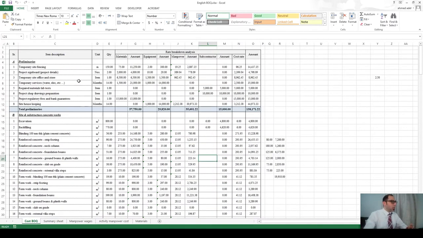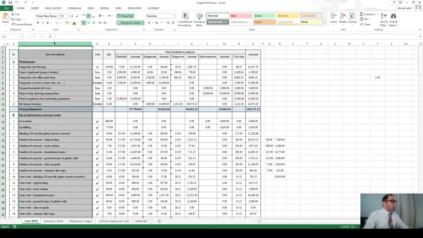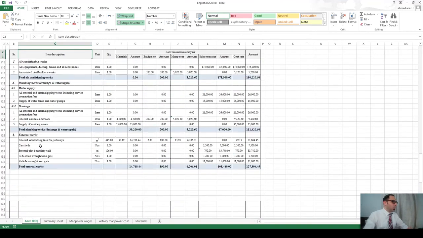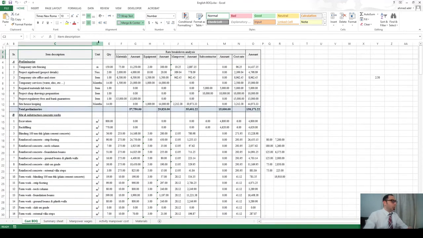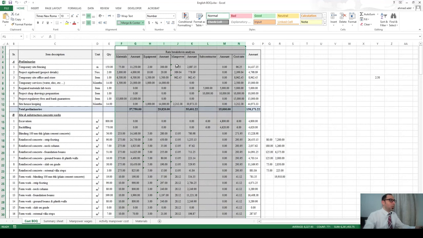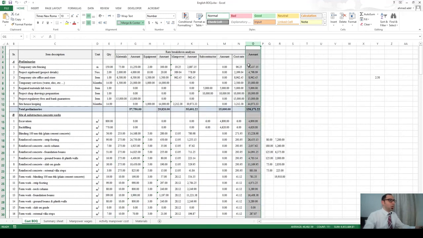So here, if we look at the screen now, if you look at column C, this is the item description, and these are the different BOQ items, as you can see. And here is the unit, and here is the quantity. Up to here, this is a very normal BOQ as we know it. But in the normal BOQ, after the quantity, the rate will come, and when the rate is multiplied by the quantity, you get the amount.